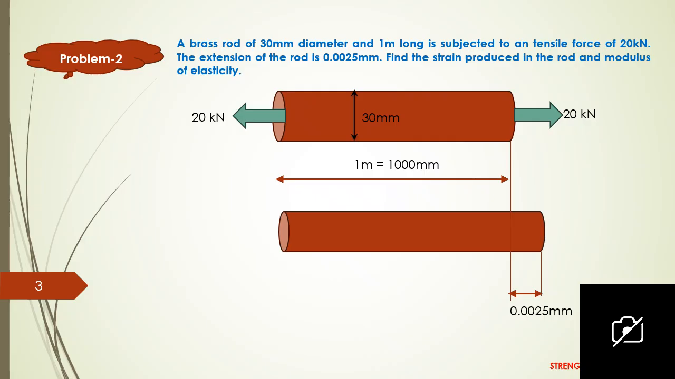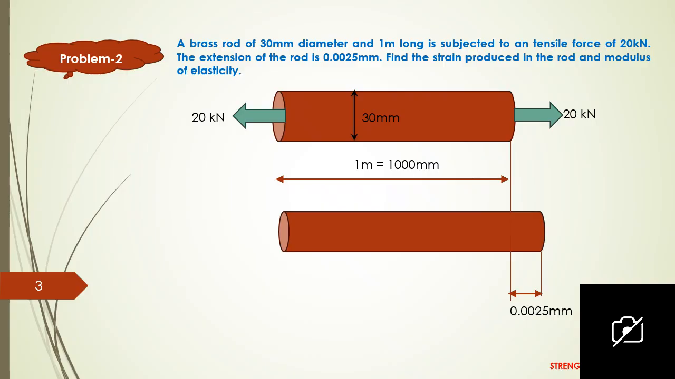This is the second problem. A brass rod of 30 millimeter diameter and 1 meter long is subjected to a tensile force of 20 kilonewton. The extension of the rod is 0.0025 millimeter. Find the strain produced in the rod and modulus of elasticity. So this is the continuation of the previous problem. In the previous problem we calculated stress. Now we are going to calculate the strain as well as modulus of elasticity.